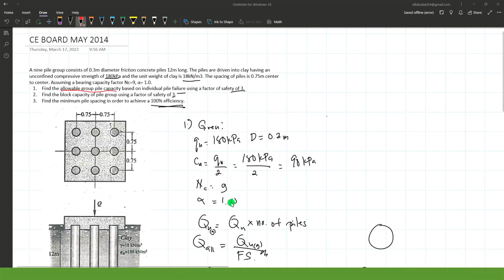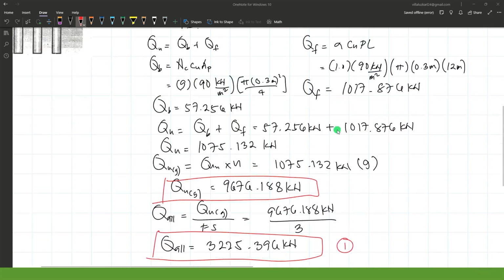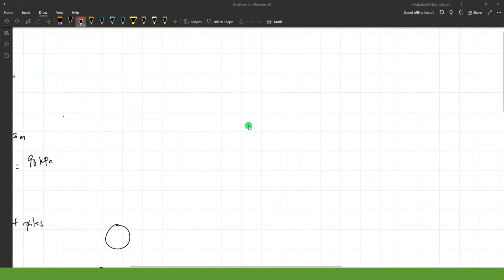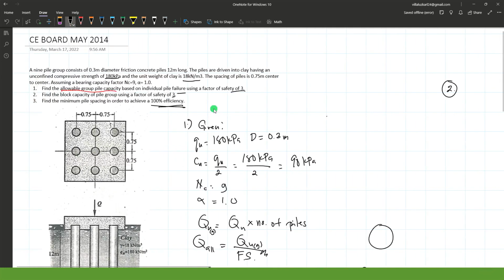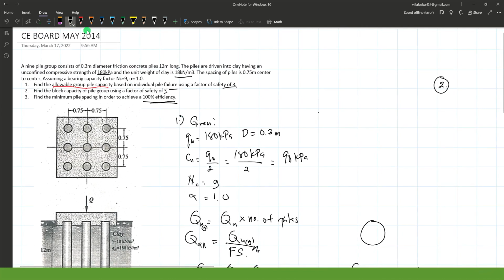For problem number 2, find the block capacity of the pile, using the factor of safety of 3. So same approach, block capacity naman. For number 2, this will be your block. This one, this one. This will be your section.